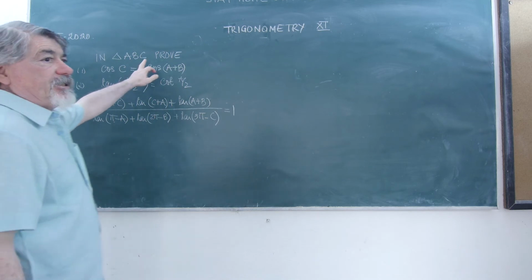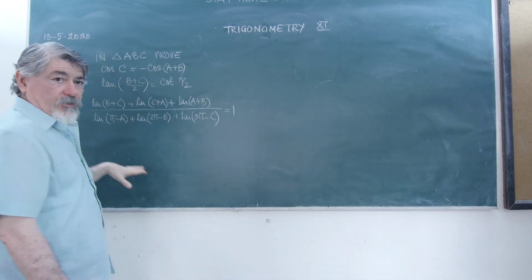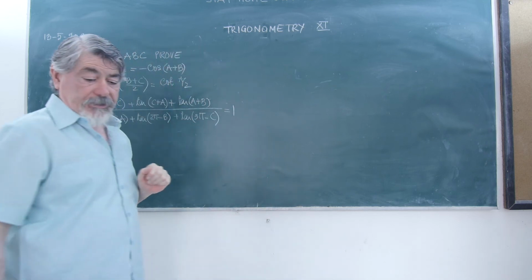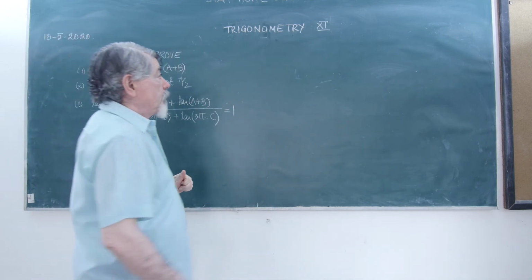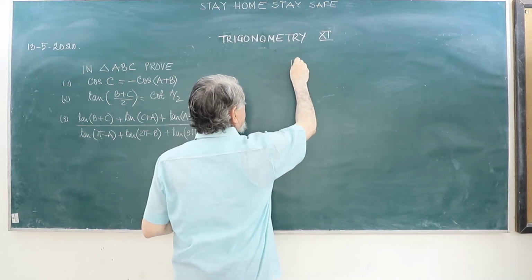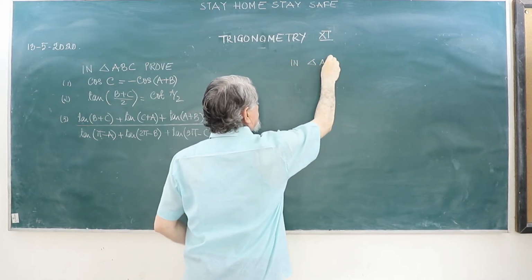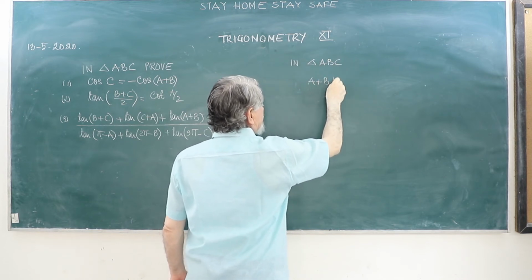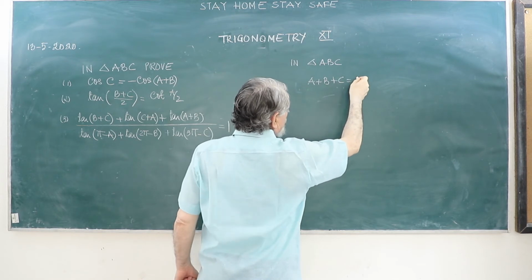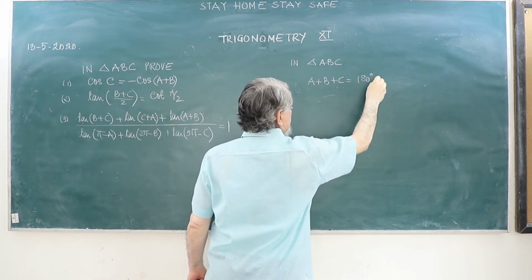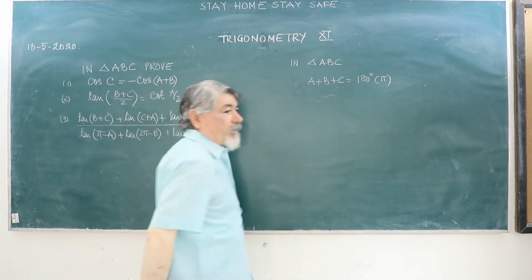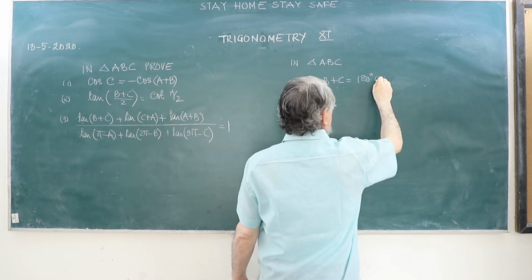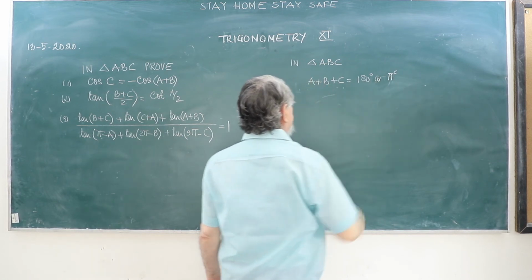In triangle ABC, we have to prove the following. Number 1, cos C is equal to minus cos (A plus B). Now when we have triangle ABC, that means angle A plus angle B plus angle C should be equal to 180 degrees, or pi radian if you want to write it in radians.